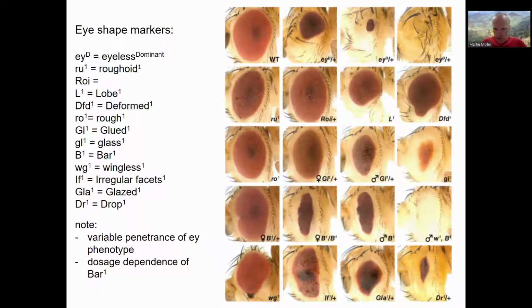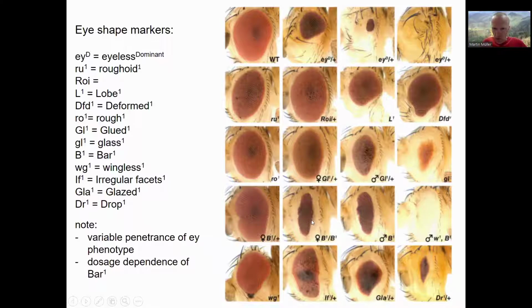Maybe what I would like to emphasize again is the bar mutation here, which is the dominant marker on most X chromosomal balancers. So the FM series bar is always a good one to use. You can see that there is a clear difference between heterozygous and homozygous bar females. In the heterozygous bar, the eye is kind of kidney shaped. You just have this little indentation here in the anterior part of the eye.